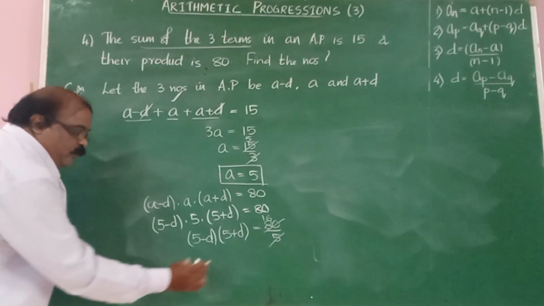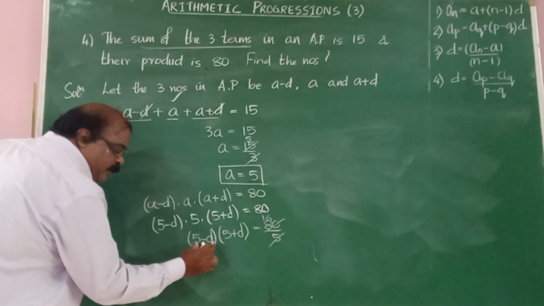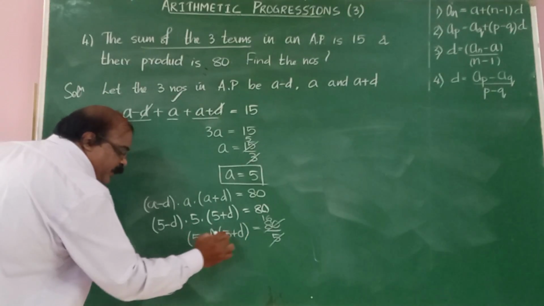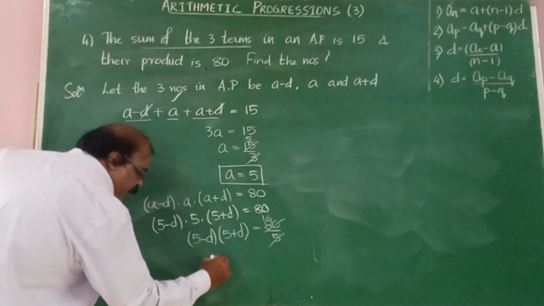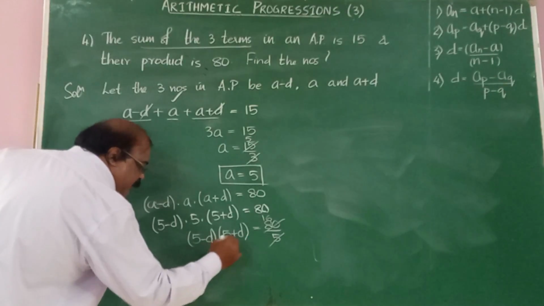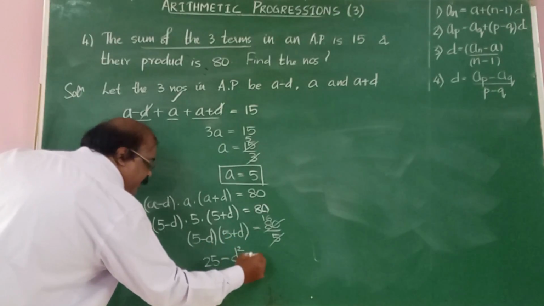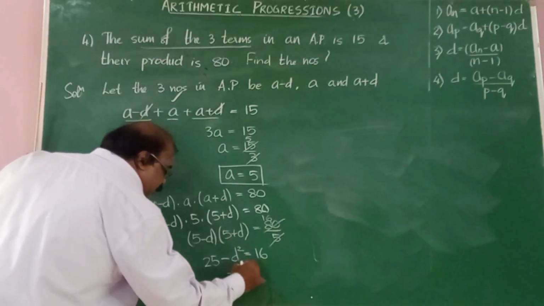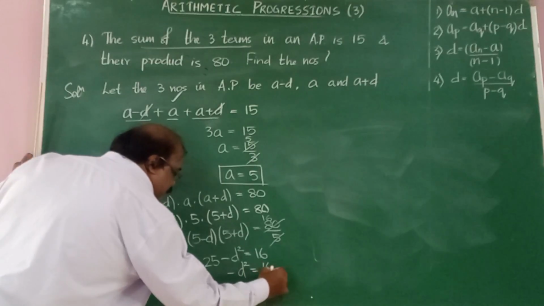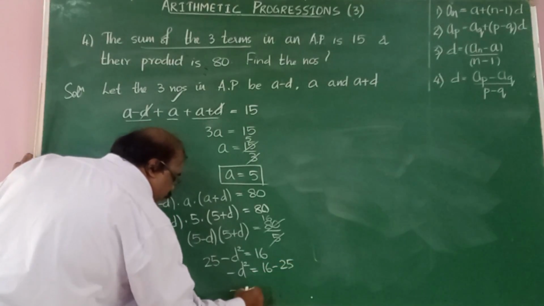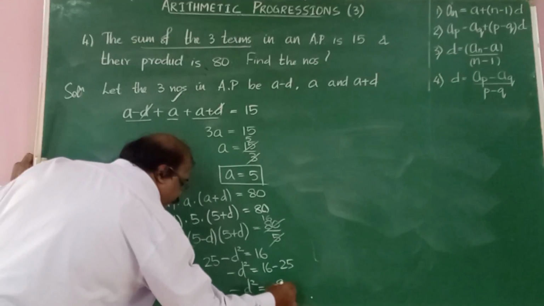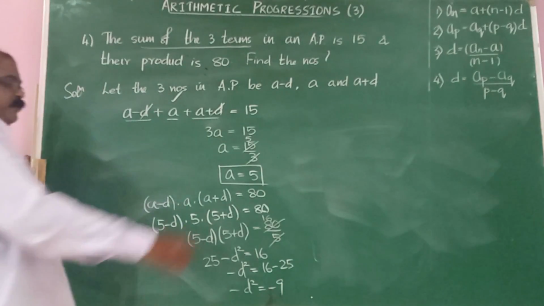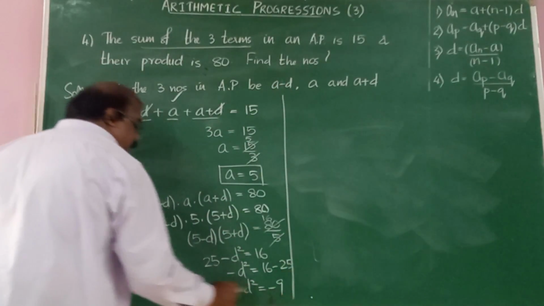You are getting an expression of the form a plus b and a minus b. What is a plus b into a minus b? a square minus b square. So 5 into 5, 25, minus d square is equal to 16. So I get minus d square is 16 minus 25. So minus d square is minus 9.